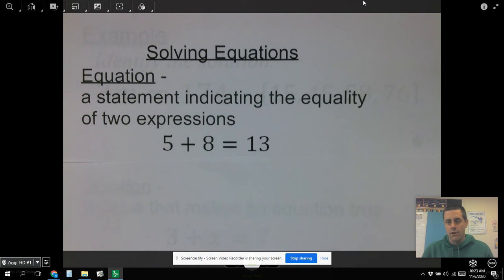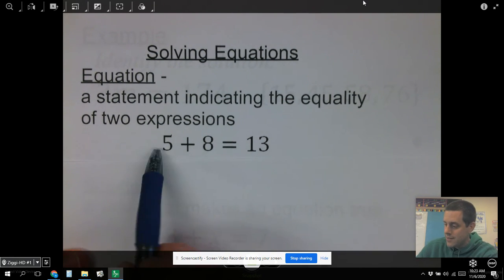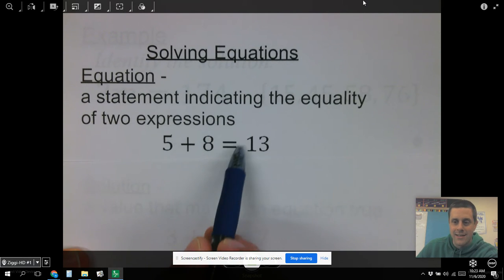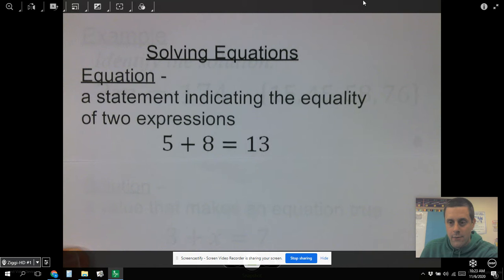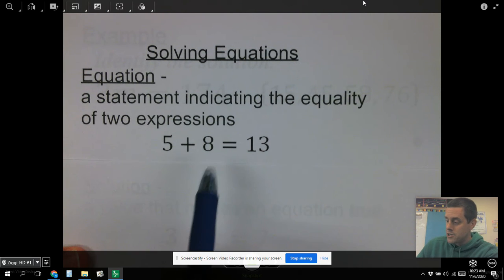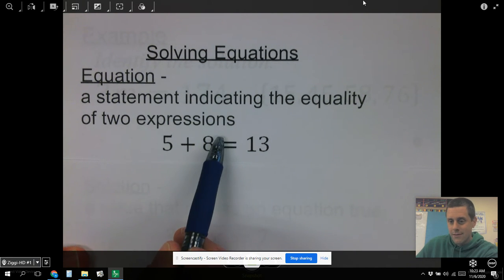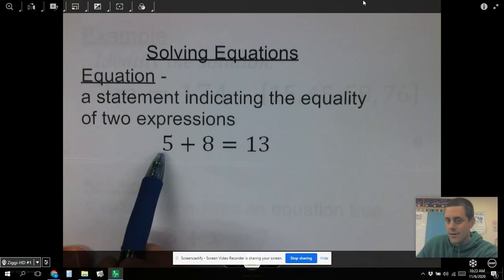Really, the key thing you're looking for to know that you have an equation is a mathematical sentence that has an equal sign in it. And this equal sign is going to be extremely important for everything we talk about for the next couple weeks in math class. Now, a lot of students get the premonition that an equal sign is just used to indicate an answer to a math problem.